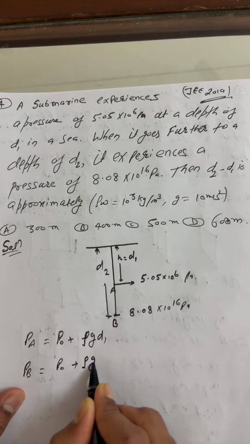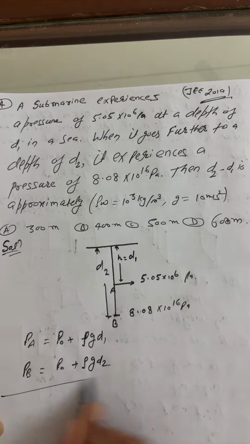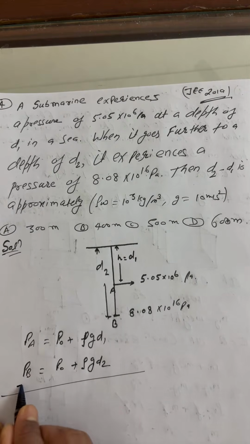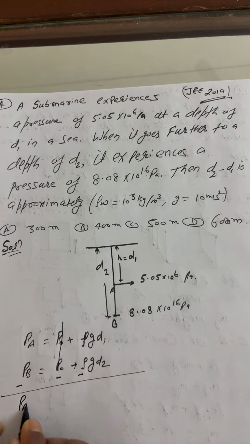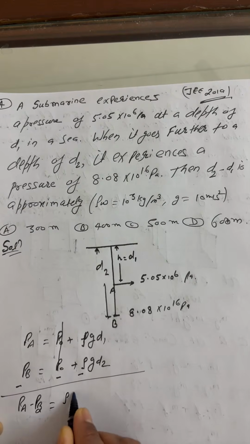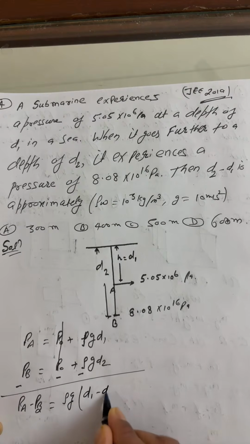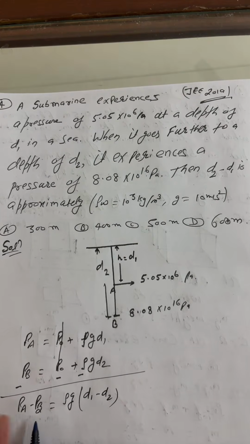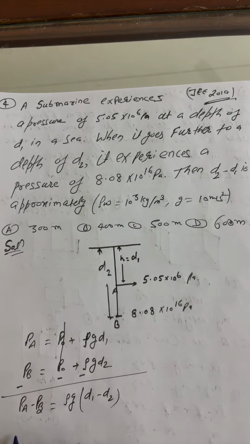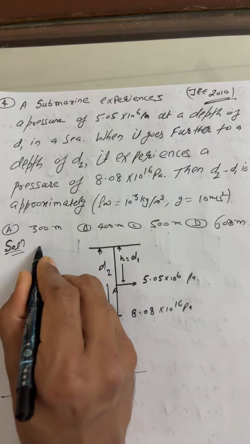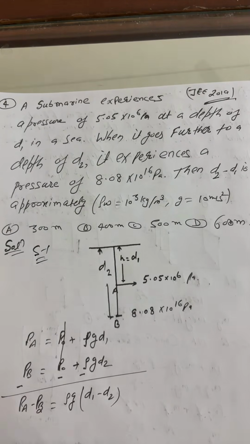You can say rho g into D2. Then just subtract these two. When you subtract, you can see the P naught terms cancel each other. You can write PA minus PB, and take rho g common, which is D1 minus D2. PA minus PB is already mentioned here. So PA how much? Till here, this is step one, which I explained.